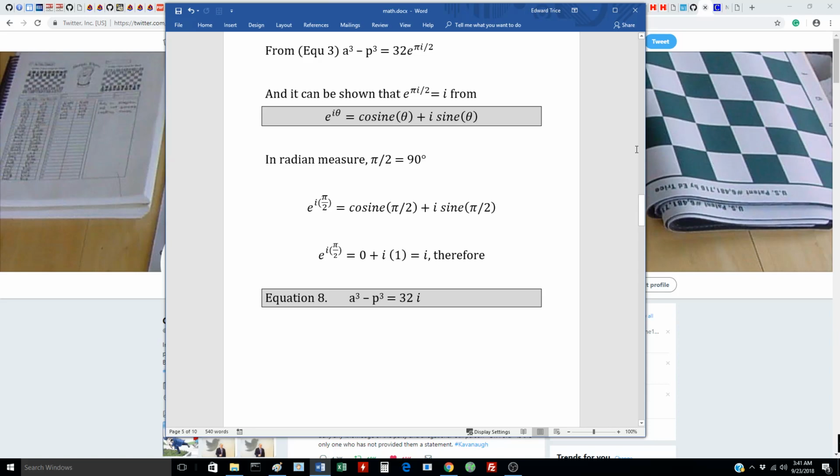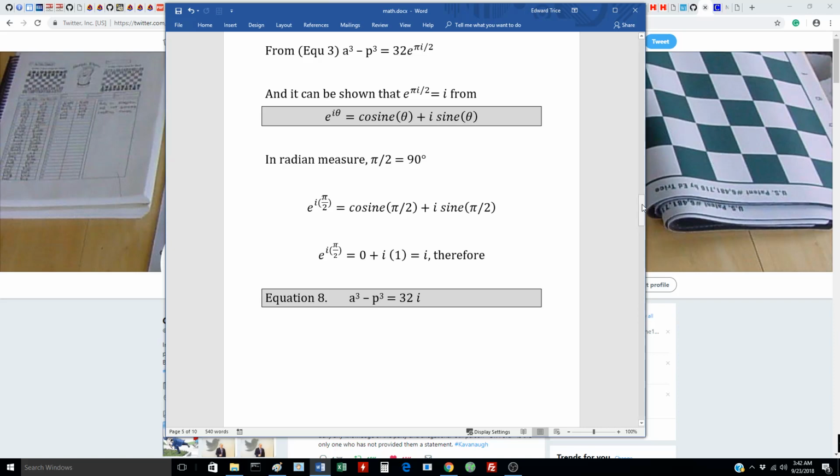First thing that you have to do, though, is apply e to the i theta equals cosine theta plus i sine theta in the case where theta equals pi over 2. The cosine of pi over 2 is 0. Of course, that's the cosine of 90 degrees. The sine of 90 degrees is 1. So e raised to the power pi i over 2 is just i. Again, this is something that's well known to electrical engineers. The complex valued exponential just rotates around the unit axis in the complex plane.